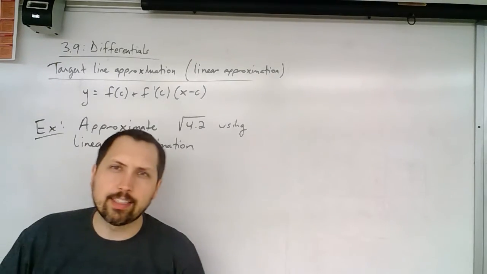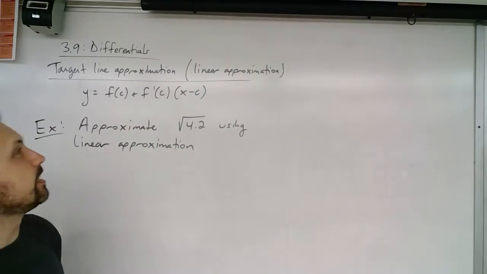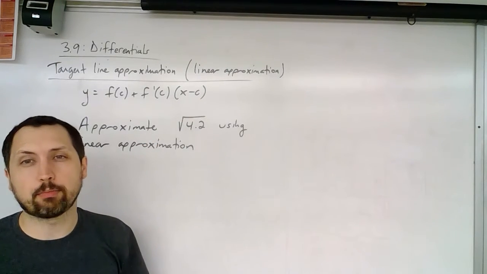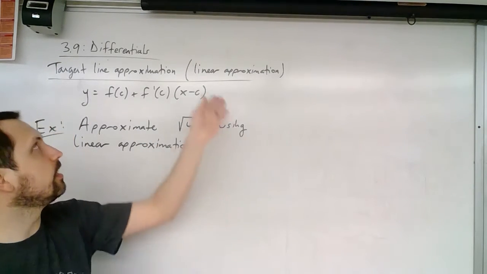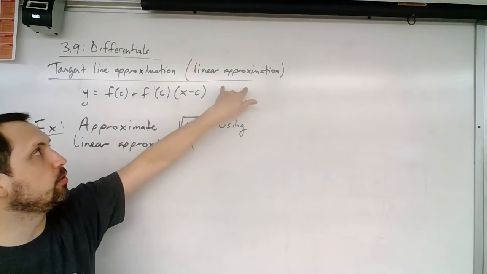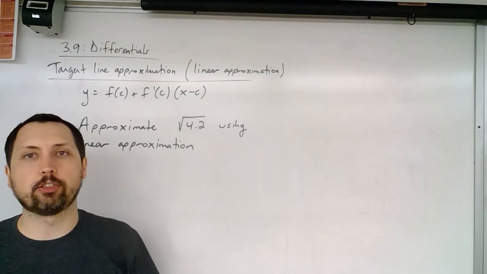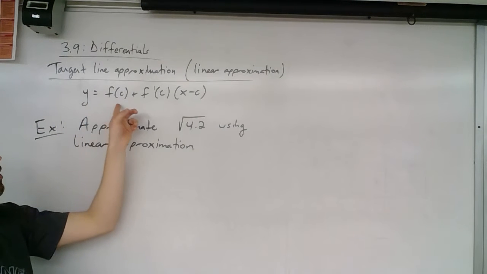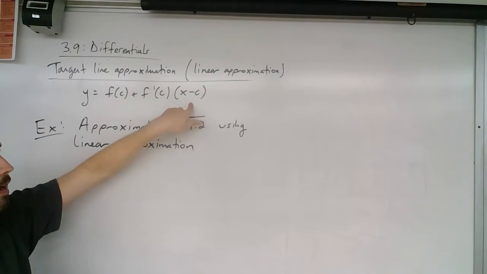Okay, so looking at another example here of tangent line approximations. By the way, another word that you might come across a lot is linear approximations. So obviously the tangent line is linear, so often this phrase gets used in general is linear approximations. Okay, so remember, this was the formula that we just came up with. It was y is equal to f of c plus f prime of c times x minus c.